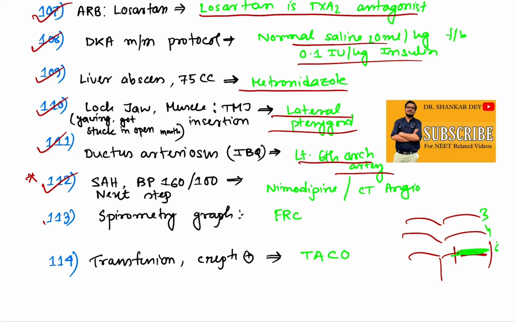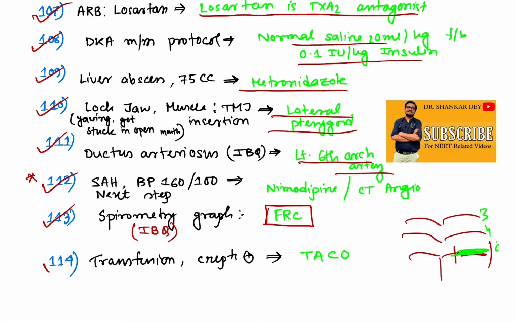Then I think one spirometry graph was there, and a point was marked, and the question asked what the marked point is. So that is FRC, functional residual capacity. So this was a spirometric graph image-based question, IBQ. So image-based question, FRC was asked.